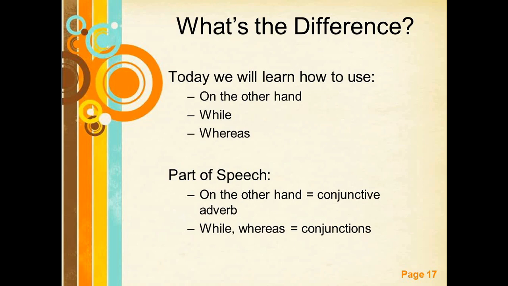So, on the other hand is a conjunctive adverb. This is something that will typically come at the beginning of a sentence or maybe after a semicolon.